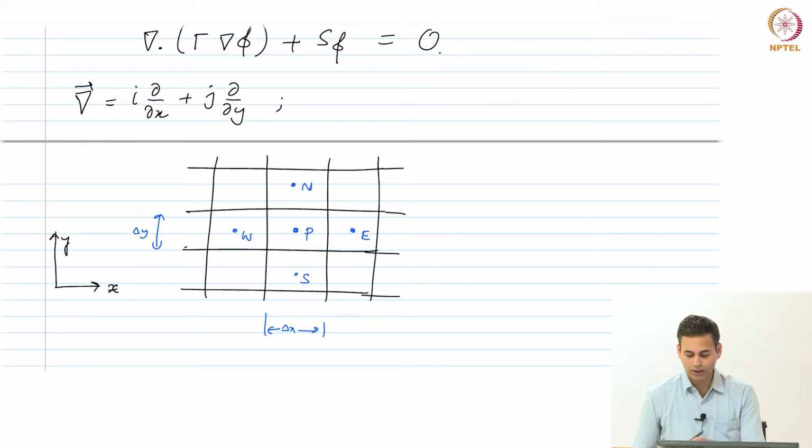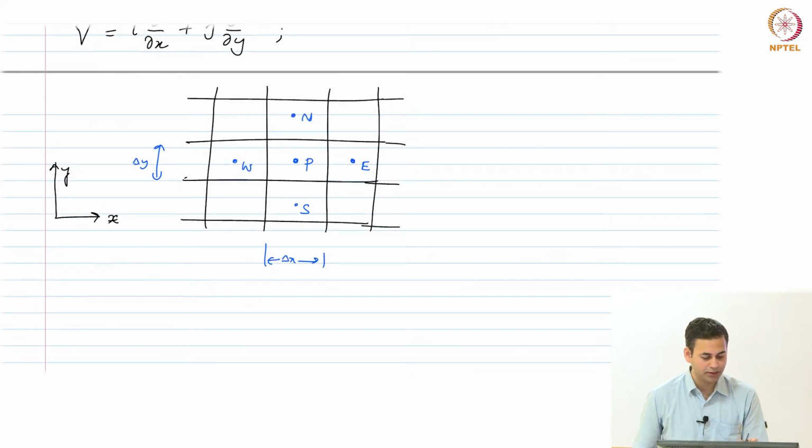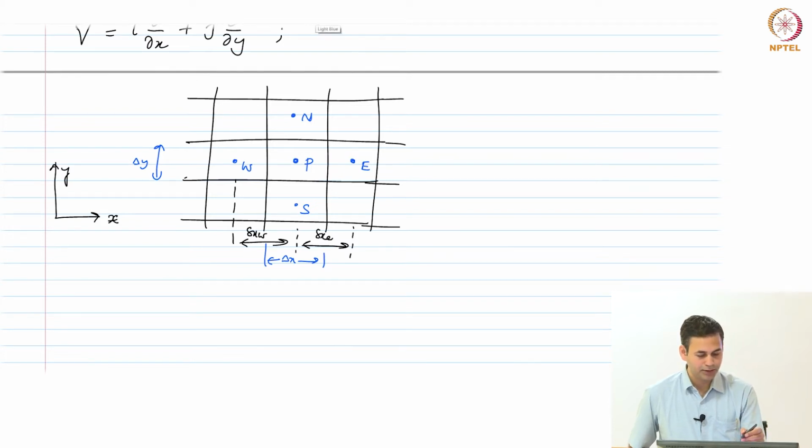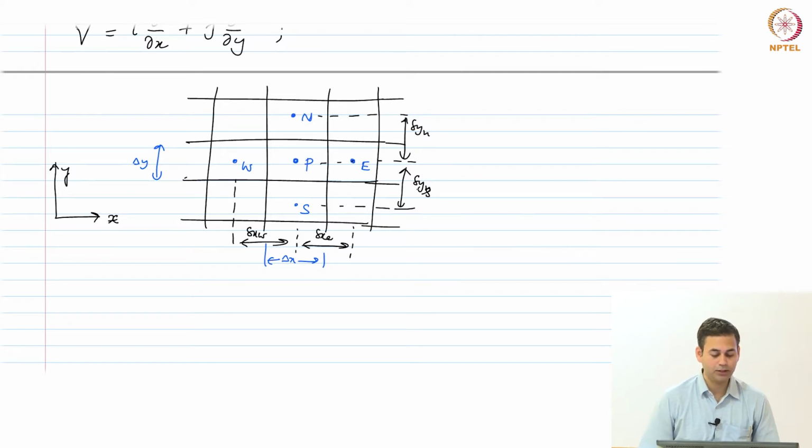Okay. We also need other dimensions. This distance, between the cell centroid of P and capital E, would be del x E, just like before, and this distance between P and W would be del x W. Similarly, the distance between the cell centroid of P and north would be del y north, and between P and the south cell centroid would be del y south.